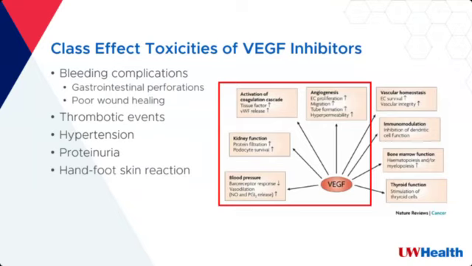Circling back to some of those class effect toxicities of VEGF inhibitors. So we've been talking about using VEGF inhibitors around surgery, and that's because of the bleeding complications that can happen. We can see GI perforations and also poor wound healing. So these VEGF inhibitors impair wound healing. It takes longer to recover from surgery. We can also see thrombotic events, hypertension, proteinuria, and hand-foot skin reactions.